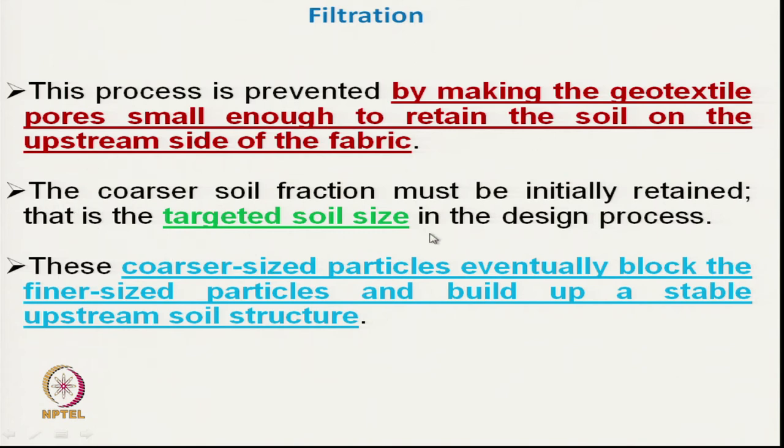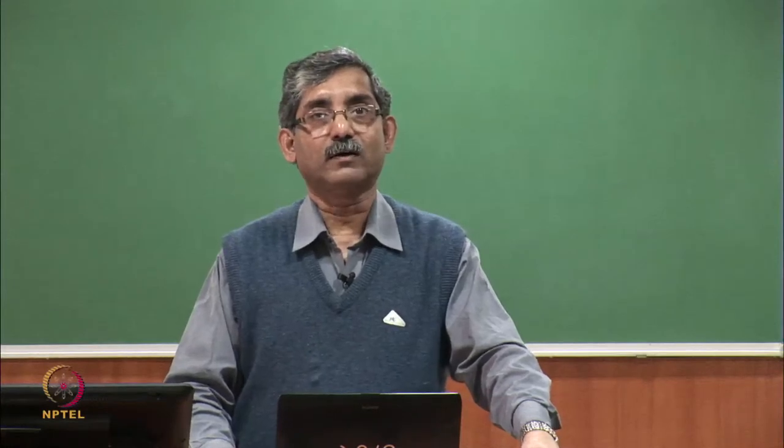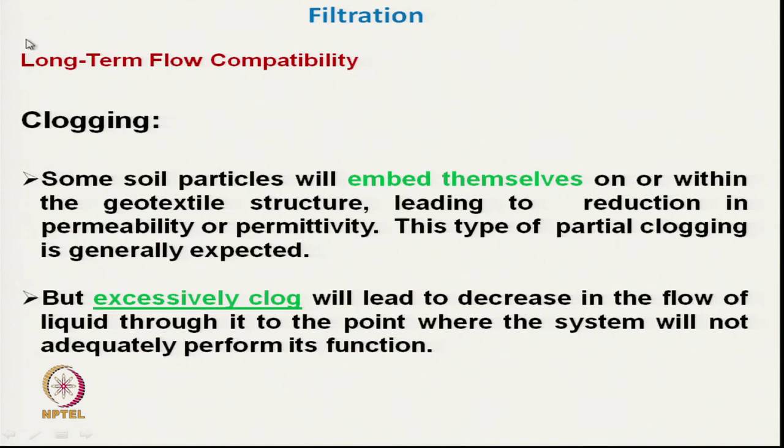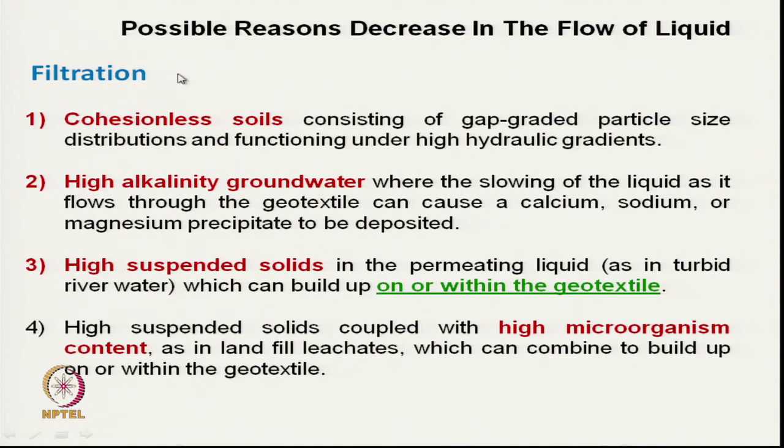So, we have to take the coarser soil into consideration for designing, like we have mentioned O90 and D90, and gradually these coarser particles eventually block finer size particles, and build a stable upstream soil structure. That stability is important for long term flow capability, and clogging behavior is important. We should not allow the geotextile to get clogged quickly. If the geotextile clogs quickly, then long term flow behavior will deteriorate. These are dependent on the cohesion of the soil.